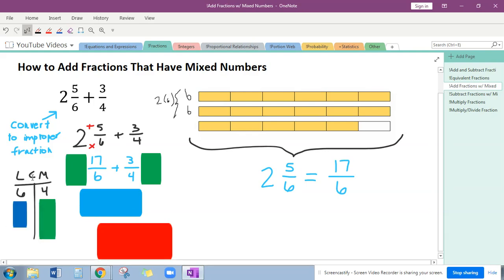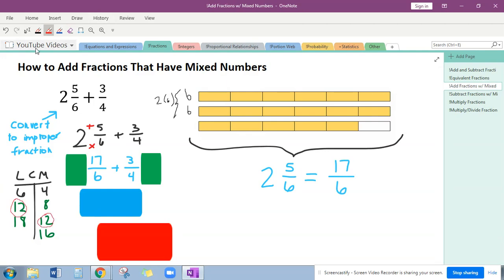Okay, and now that we have our 2 fractions, we want to find common denominators. So I list out the multiples of 6 and the multiples of 4, and I want to find the lowest one that they have in common. So that's going to be 12 and 12. All right, so that's my new denominators.